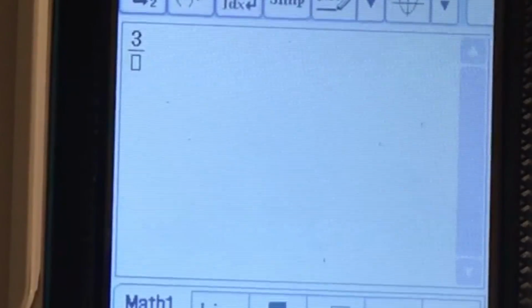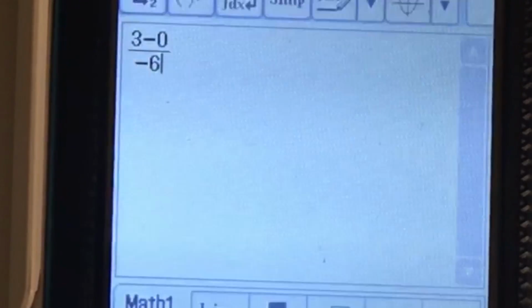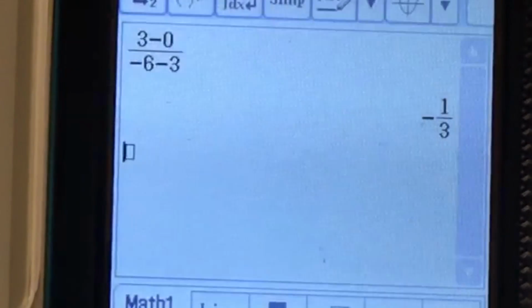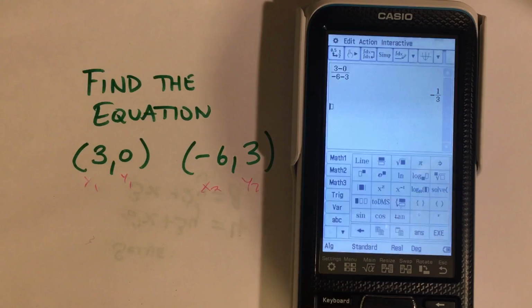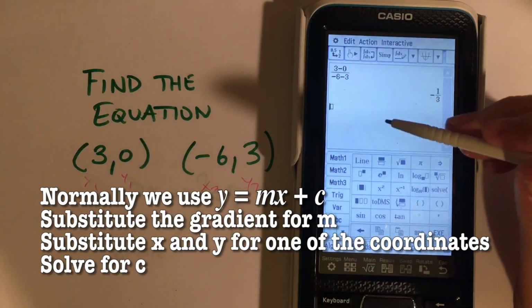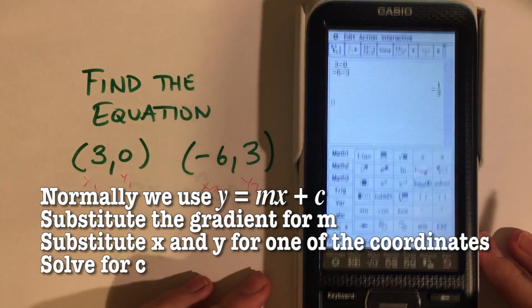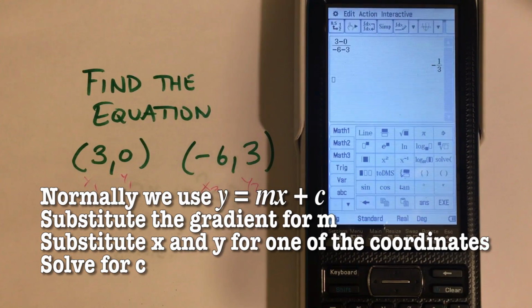So it can be 3 minus 0 over negative 6 minus 3, and I get the gradient, rather, negative 1/3. So that's useful. And then what I can do is I can then go and substitute. And so normally what we have is y equals mx plus c.